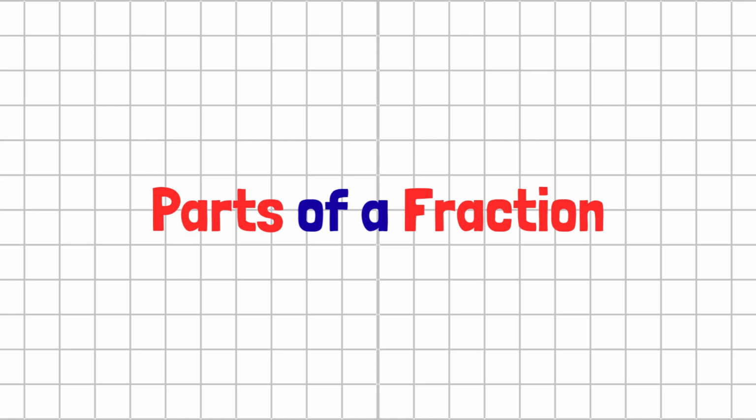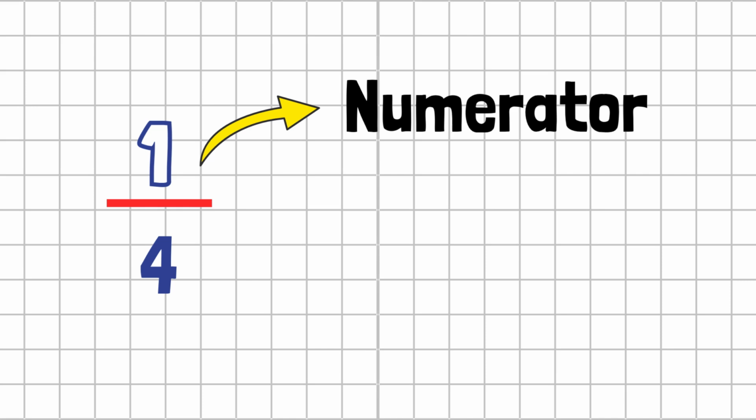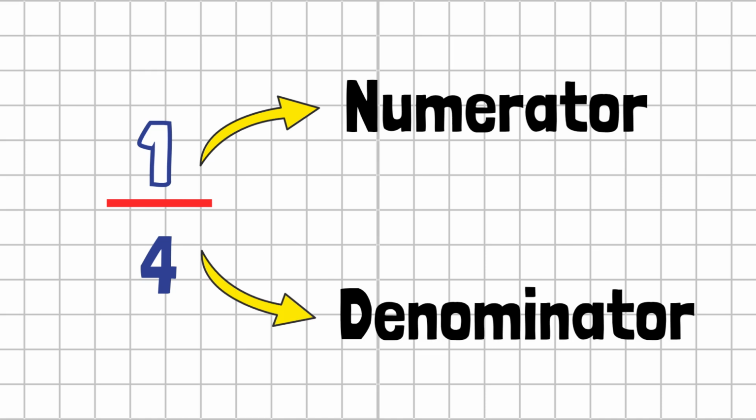Parts of a fraction. Every fraction has 2 important parts. The numerator, the top number, shows parts taken. The denominator, the bottom number, shows total equal parts. The line between them means division. So a fraction is actually a division of parts.